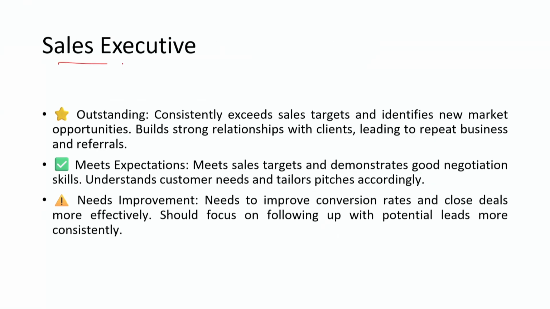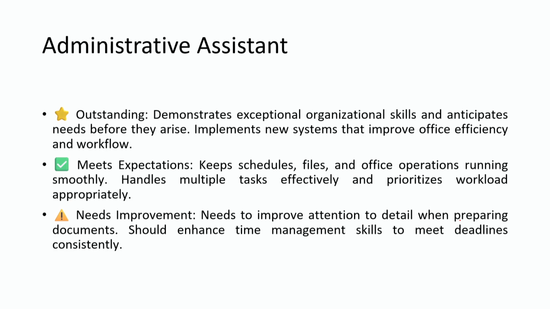For sales executive also, we have an example. For sales executive, the outstanding things can be consistently exceeding sales targets, identifying new market opportunities, building strong relationships. And with respect to meeting expectation, he meets the sales targets and demonstrates good negotiation skills. While for the areas of improvement, we can suggest he improve conversion rates and also focus on following up with potential leads. I'm sure students, you are understanding these examples well.